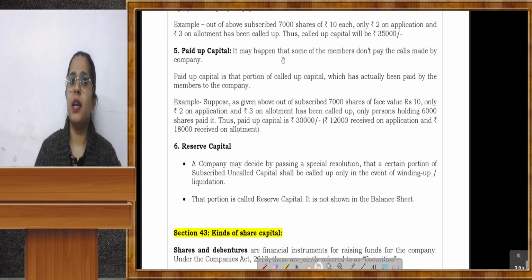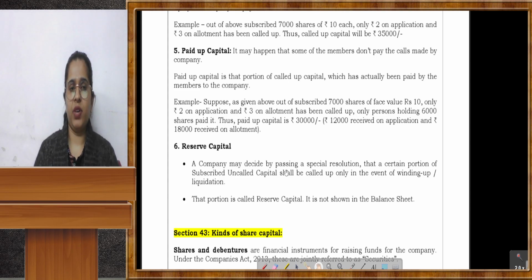Okay, so it is written, it may happen that some of the members don't pay the calls made by the company. So paid up capital is that portion of called up capital which has actually been paid by the members of the company. This is the example where they are saying that only 2 on application and 3 on allotment has been called up, and persons holding 6,000 shares paid it. So paid up capital is on 6,000 shares, 1,000 shareholders did not pay the amount. So we have received 5 rupees on only 6,000 shares, that is now our paid up capital.